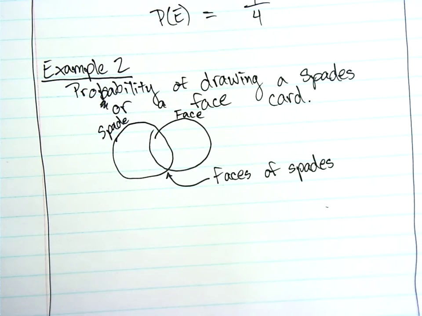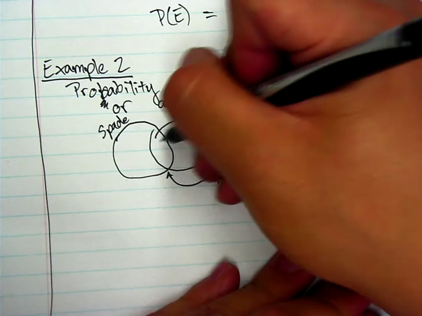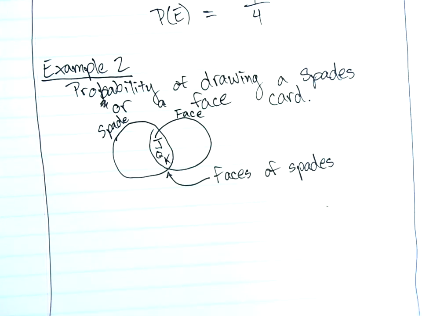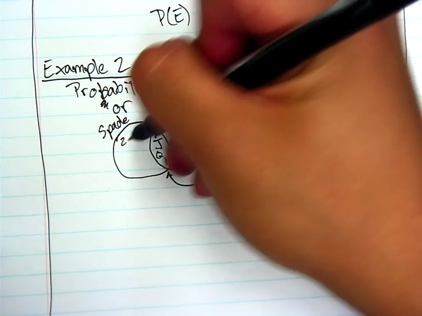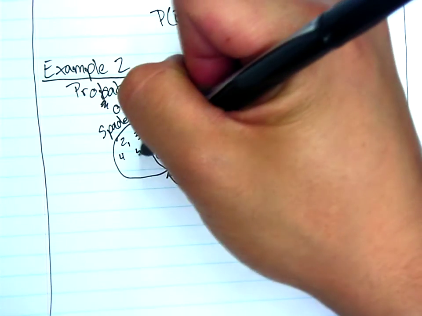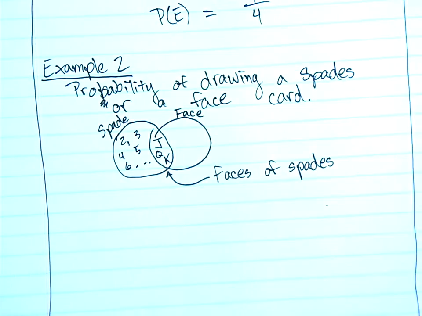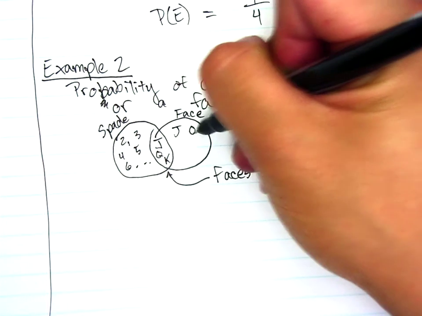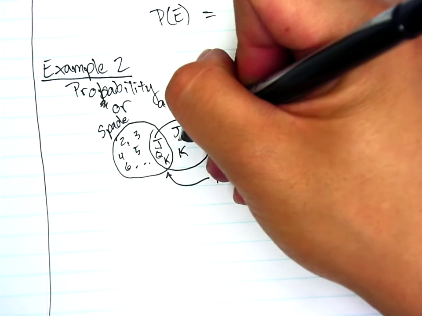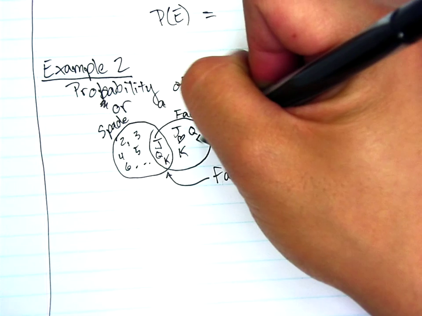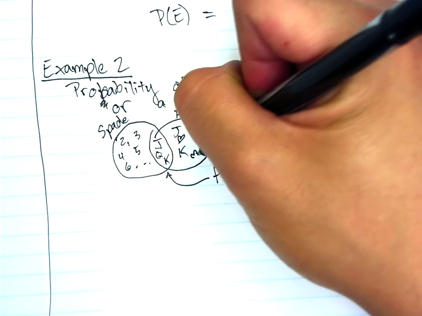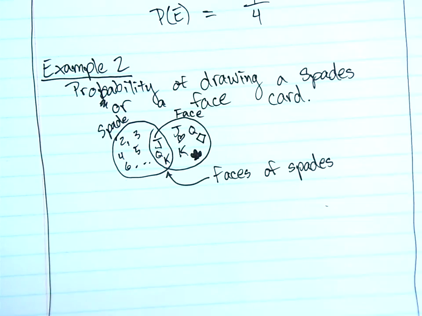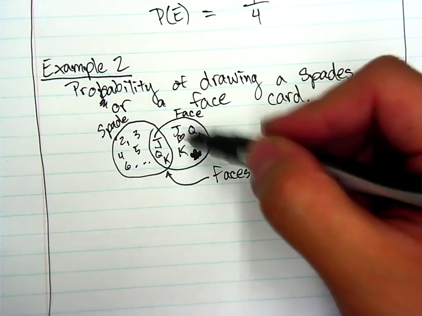Considering that we only have 3 faces, we're talking about the jack of spades, the queen of spades, and the king of spades. Every other spade card, so 2, 3, 4, 5, 6, and so on, will fit into that category. For face, this one's going to be a little more confusing because I'm not going to do all the notation, but it includes the hearts, diamonds, and the clubs. Okay? So all of those guys fit in here.